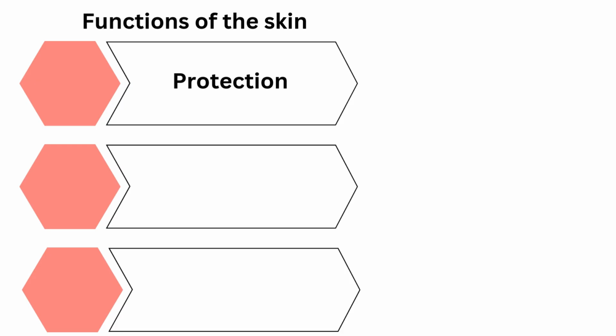Functions of the skin. Protection. The skin protects the body against entrance of microbes, against mechanical injuries, and against the ultraviolet rays of the sunlight. It also prevents desiccation by acting as a waterproof. The pigment melanin of the skin absorbs ultraviolet rays from the sunlight, which is harmful to the body.